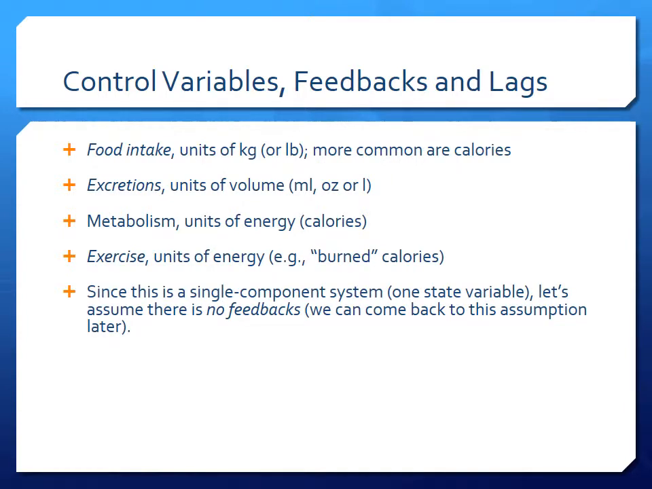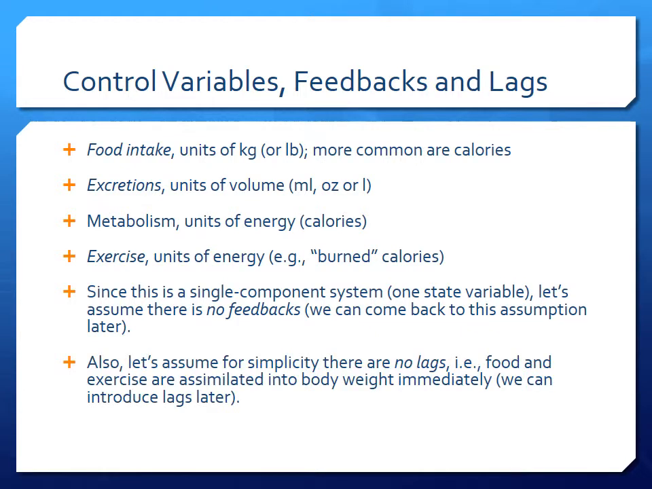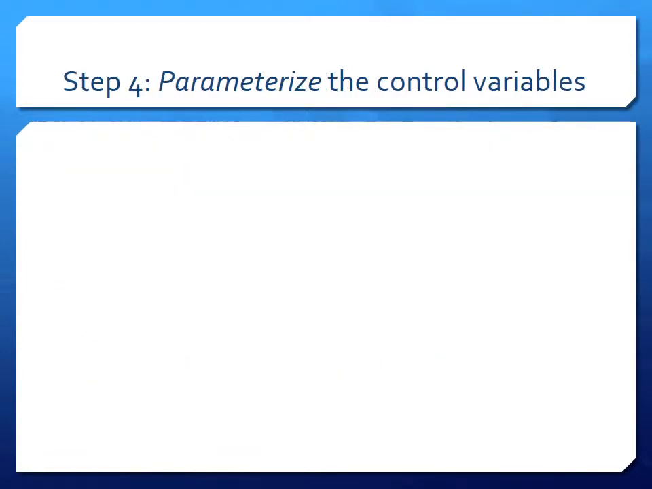Now, because this example is very simple, it's a single component system which has one state variable, body weight. We'll assume that there are really no feedbacks, because there are no interactions between components, and we can come back to this assumption later. Another simplification is that because it's a single system, we won't consider lags for the time being. In practice, this means that the food and exercise are assimilated into body weight immediately. I'm sure physiologically that's not true, but it allows us to set up a simple model and see what's going on. So I'm sorry, I think I toggled back.